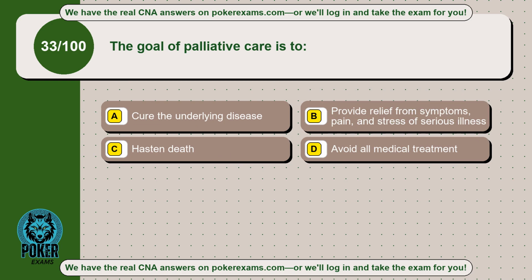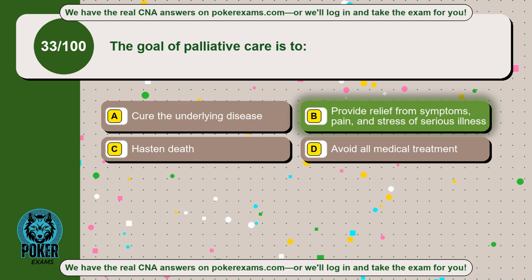Question 33. The goal of palliative care is to: Option A, cure the underlying disease. Option B, provide relief from symptoms, pain, and stress of serious illness. Option C, hasten death. Option D, avoid all medical treatment.